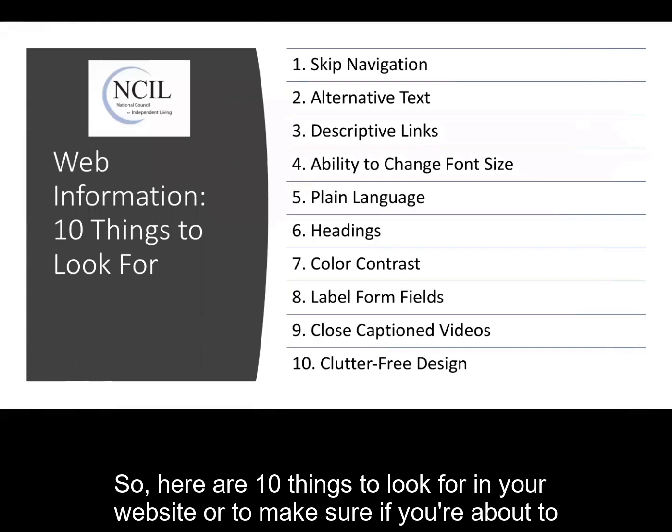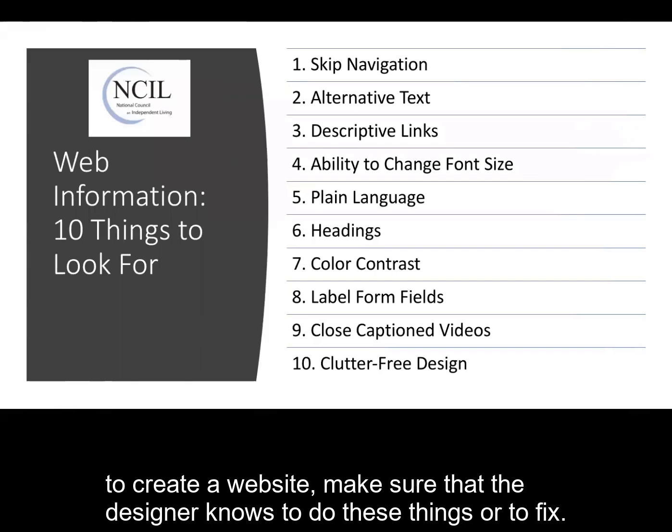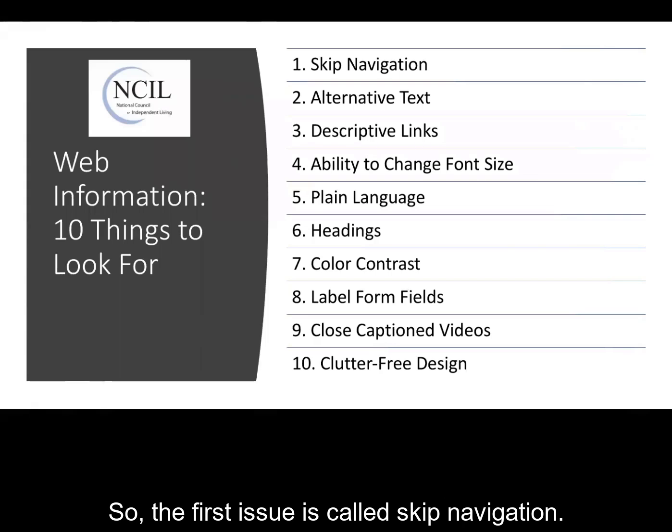So here are 10 things to look for in your website, or to make sure if you're about to create a website, make sure that the designer knows to do these things or to fix. So the first issue is called skip navigation.